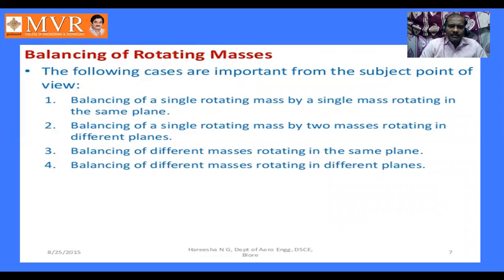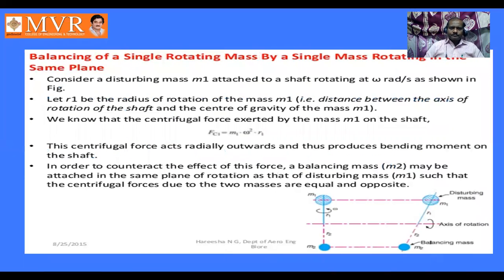I repeat once again: a single rotating mass in the same plane, a single rotating mass by two masses rotating in different planes, balancing different masses rotating in the same plane, and balancing different masses rotating in different planes. Next, the first condition I am explaining to you: balancing of a single rotating mass by a single mass rotating in the same plane.